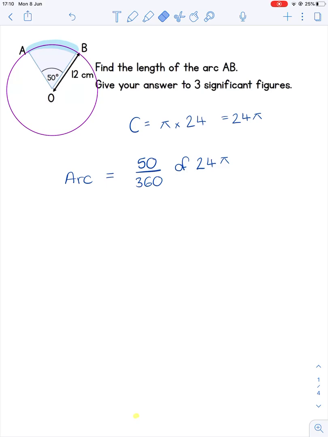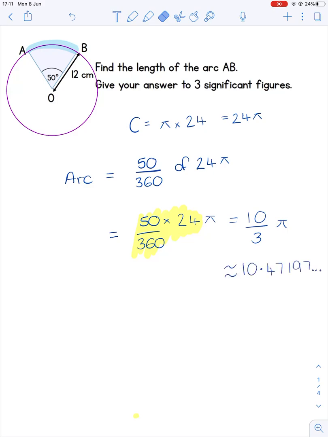If you wanted it in terms of pi, you would just ignore the actual pi symbol and calculate everything else, and it would give you 10 over 3. And then just put the pi on at the end. But since we want it as a decimal to 3 significant figures, we'd type it in including the pi symbol. It would give us a really long number, and we would shorten it to 10.5.